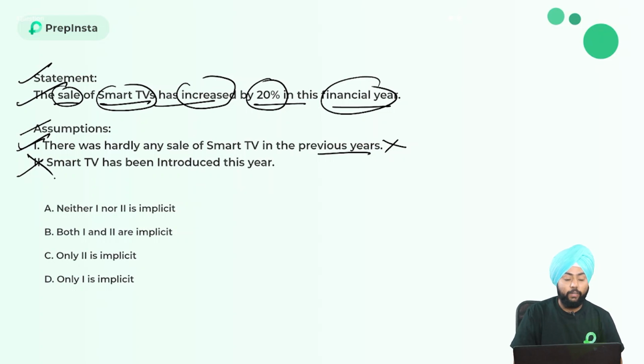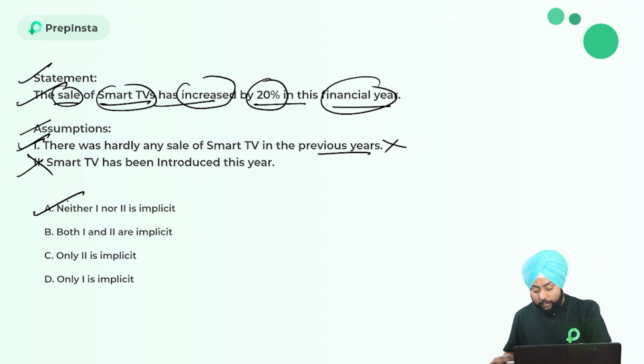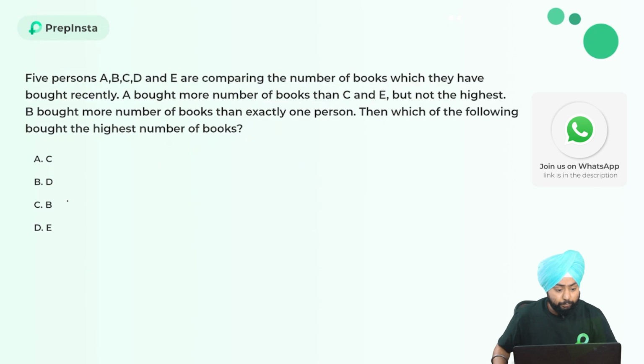So the only thing you have to look for here is the data which is given. You only have to analyze that data, and then see the assumptions and which one is correct. So my correct answer is neither first nor second is implicit. Okay, cool. Let's move forward now.